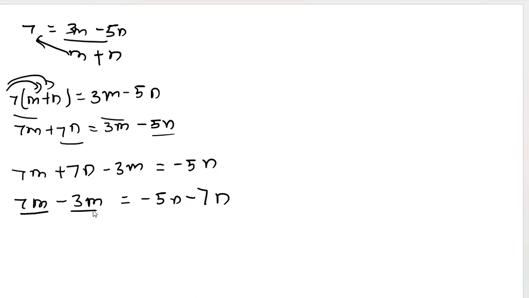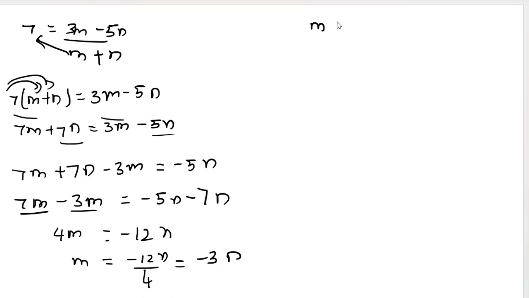Since both are in m, we add them, so we are left with 4m: 7m minus 3m is 4m. Minus 5n minus 7n is minus 12n. We divide this, and we get m equal to minus 12n upon 4. This will be minus 3n. So now we have m is equal to minus 3n.